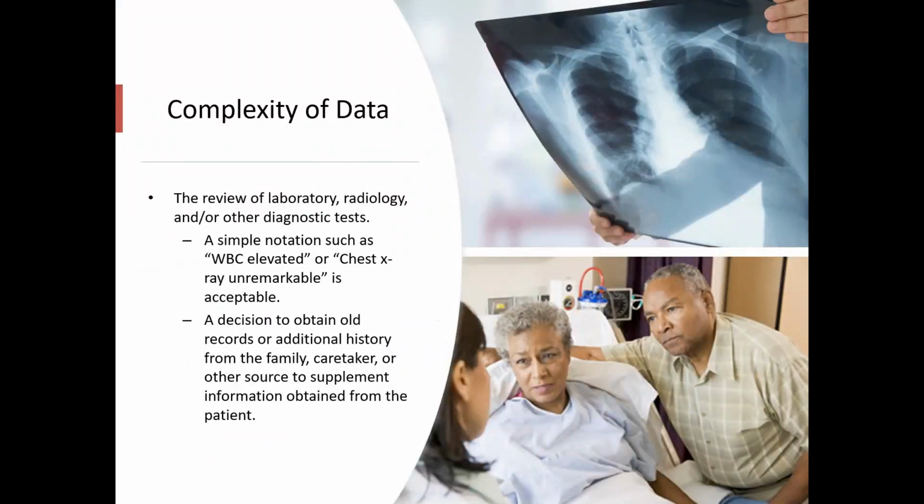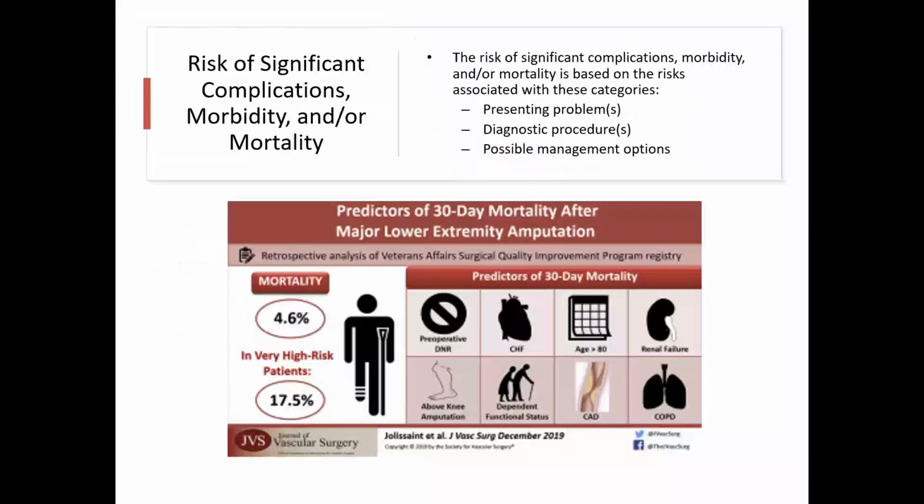Simple notations such as an elevated WBC or that the chest X-ray was unremarkable are sufficient. If you're getting collateral information from family members, you should document that as well. In terms of documenting the risks of morbidity and mortality, you should include that. If your intervention is a surgical procedure or an invasive diagnostic test, you need to explain the risks of that.